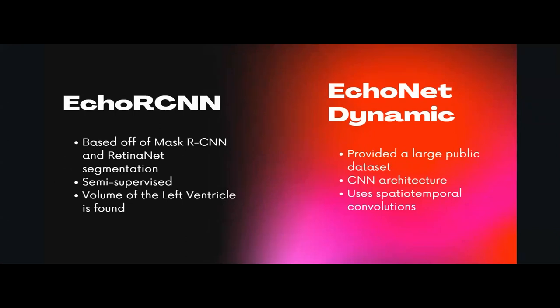So these are a couple of things that are already going on. So Echo RCNN is based off of a mask RCNN and RetinaNet segmentation. And this process is semi-supervised because the first frame has to be annotated before beginning. This method finds the volume of the left ventricle, but they don't go into detail about how.